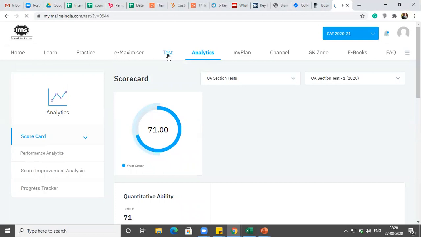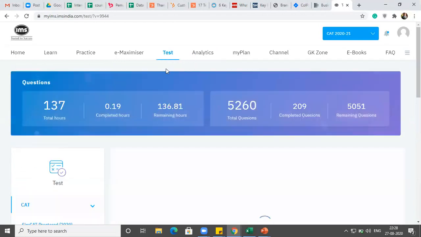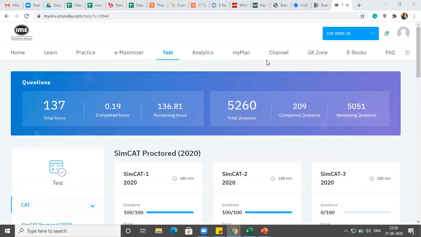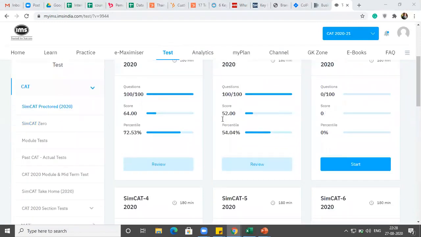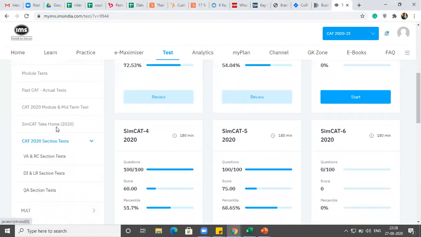71, which is a good number, I'd say. My aim was to score between 65 and 75. 71 seems to be pretty good. Okay, this is after. Let's go to sectional tests.